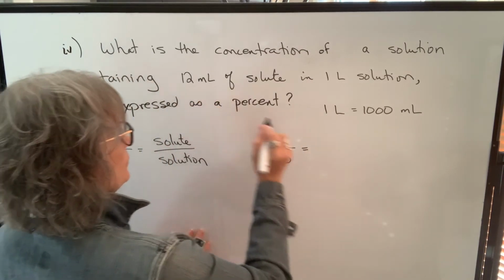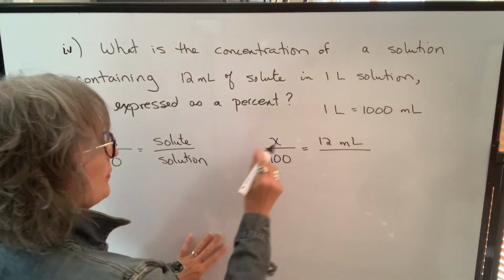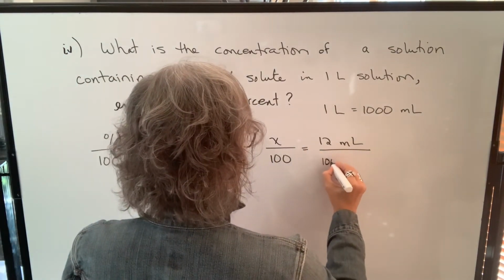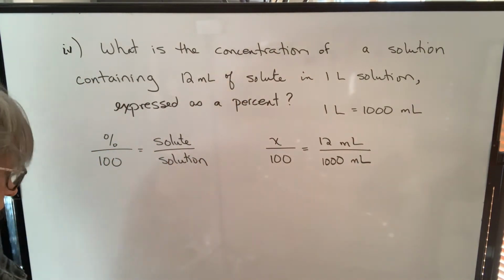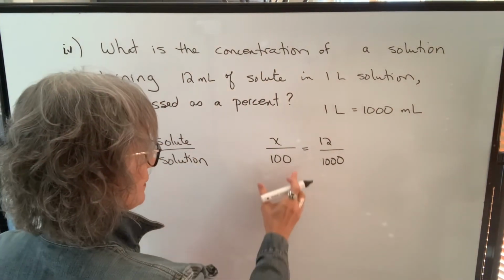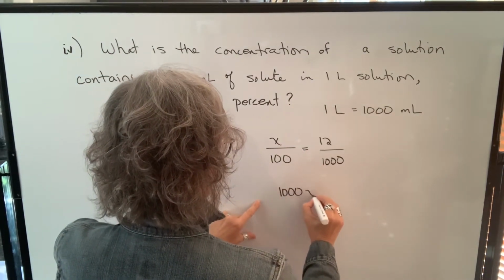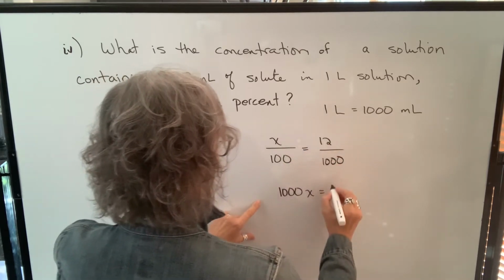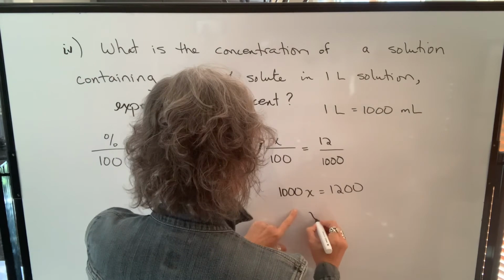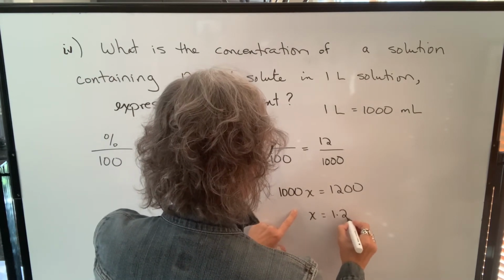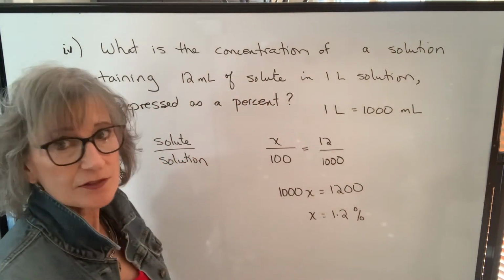The amount of solute is 12 milliliters. And the amount of solution is 1,000 milliliters. So that reminds us it's a volume per volume. Ignoring the units, let's solve. 1,000 times x will equal 100 times 12. Divide both sides by 1,000. And it's a percent. And it's volume per volume.